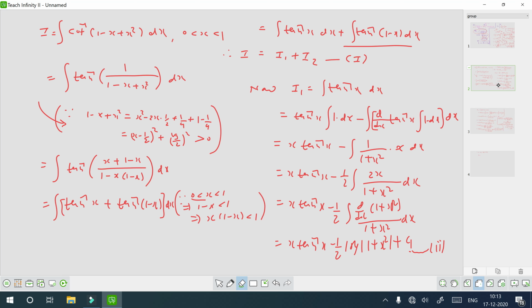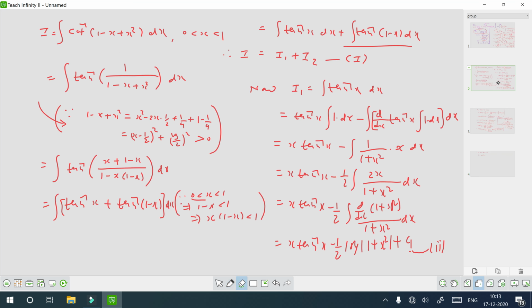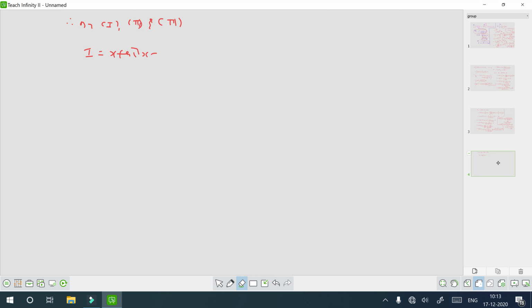I1 is x tan inverse x minus half log of 1 plus x square, plus c1. At last we are going to put it.